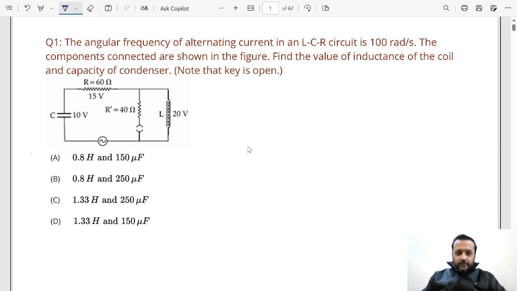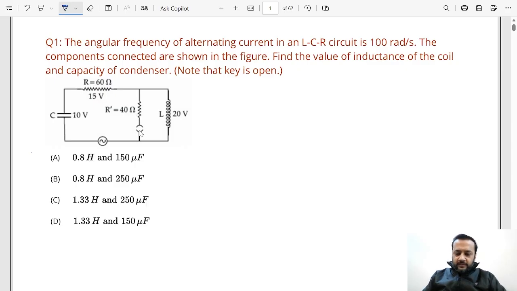This is the first question on the AC circuits. Again, a bit of a controversial question. Here they have given that the potential difference across the capacitor is 10 volts. The resistor is 60 ohms and the potential difference across the resistor is 15 volts. Similarly, the potential difference across the inductor is 20 volts, and they have shown you one more resistor.